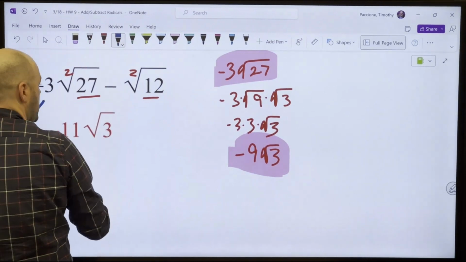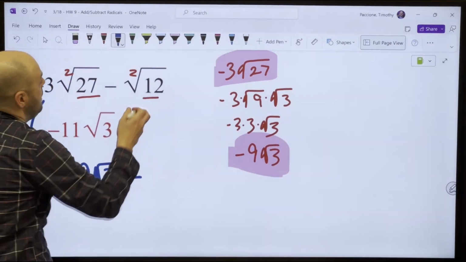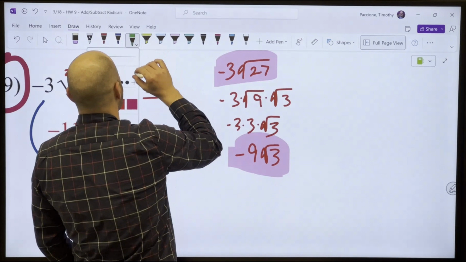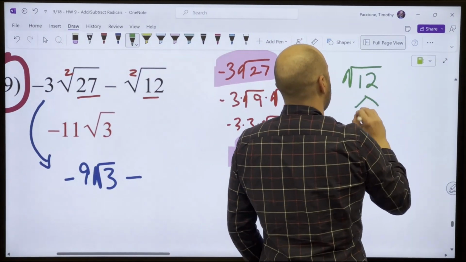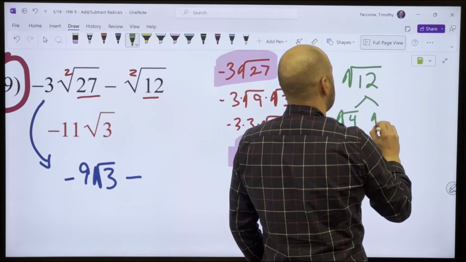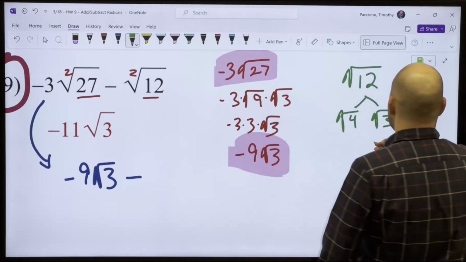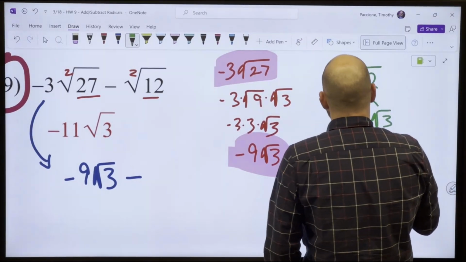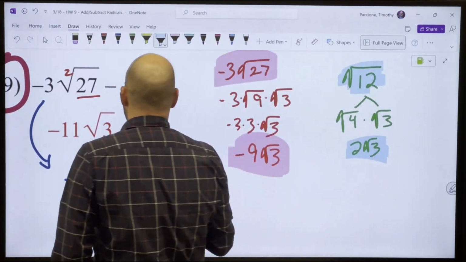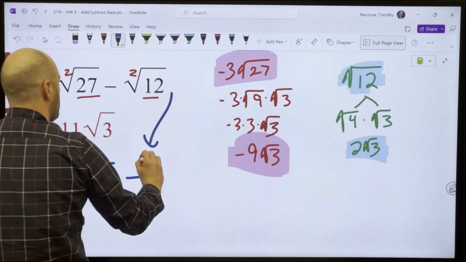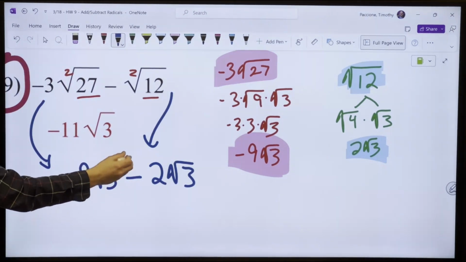So you would say minus 9 square root of 3, and then minus, okay, now let's take a look at square root of 12. I try to find the square root inside of that, or I try to jailbreak it, and I find out I got square root of 4 times square root of 3, right? Square root of 4 is 2, so this is 2 square root of 3. So then this becomes this, and you can replace that, which gives you minus 9 square root of 3 minus 2 square root of 3.